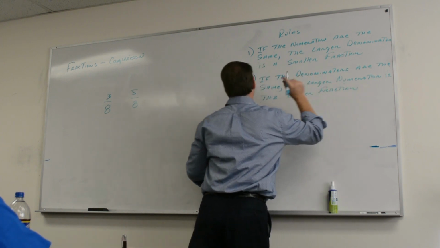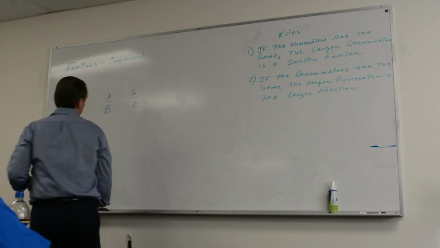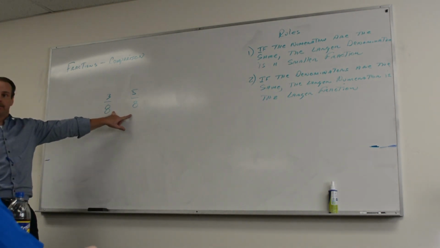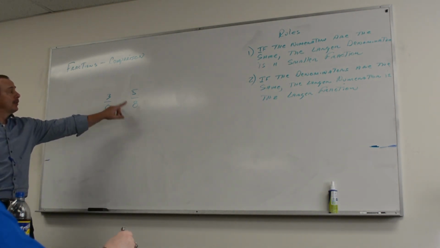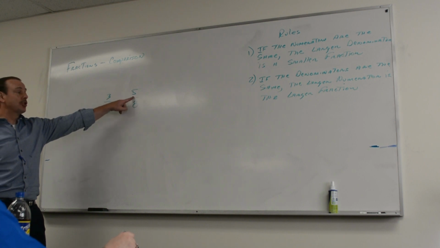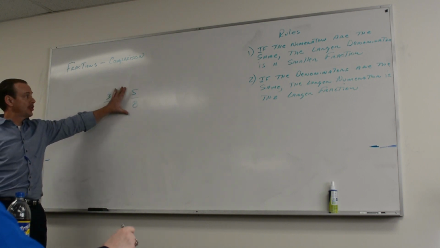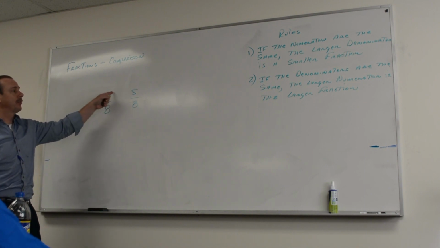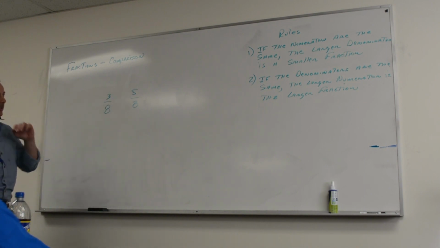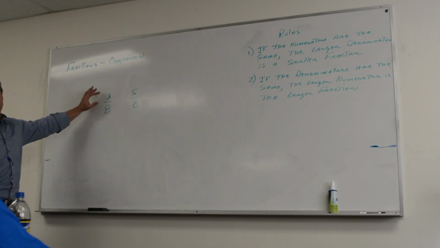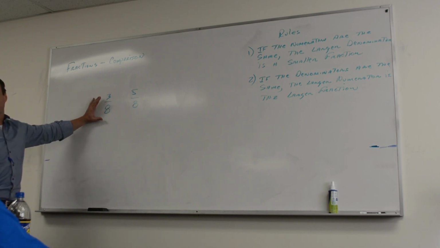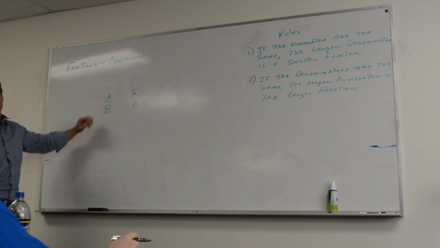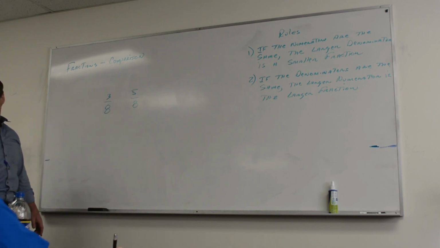Okay. Rule 2 says, if the denominators are the same, we're going to look at the numerators. The larger numerator is the larger fraction. So 5/8 is larger than 3/8. If you want, you could say if the denominators are the same, the smaller numerator is the smaller fraction. It works either way. Okay?